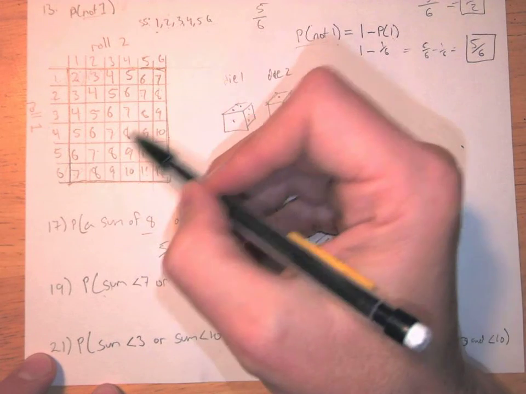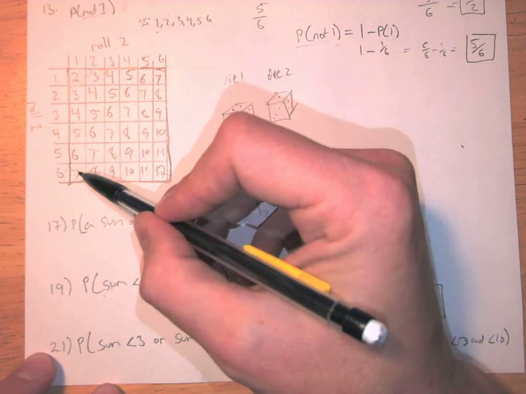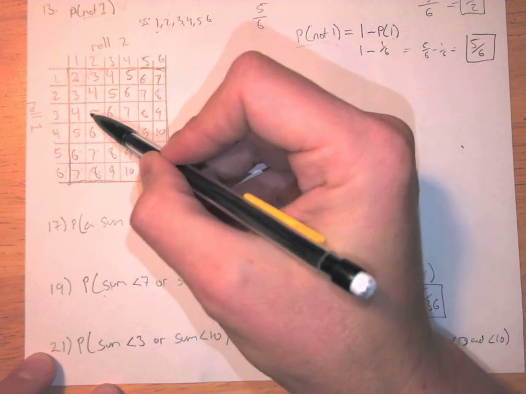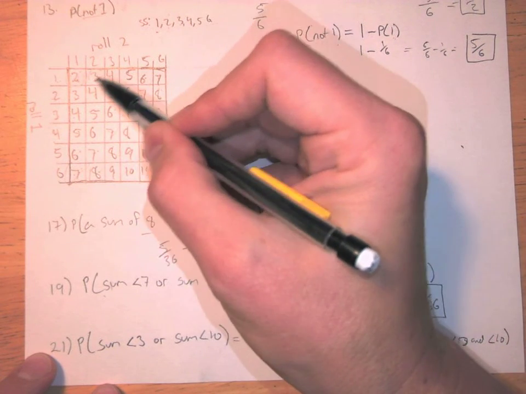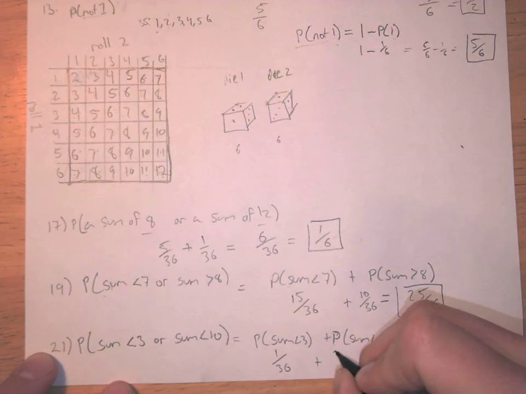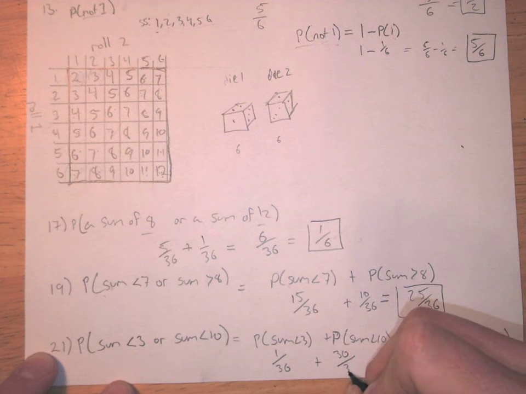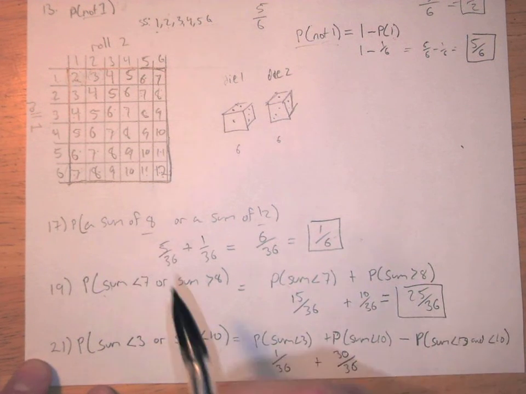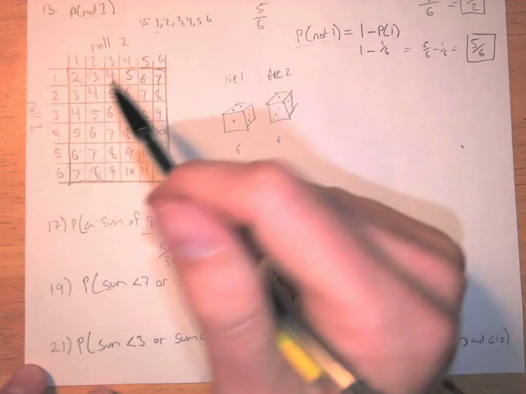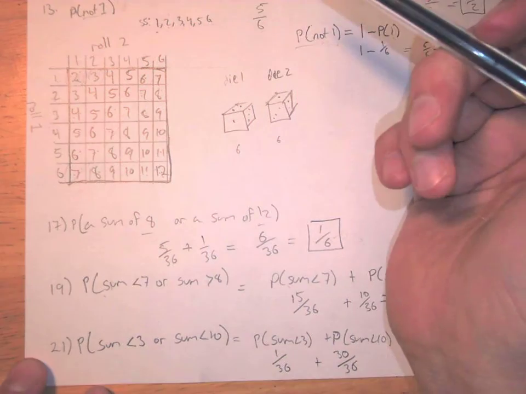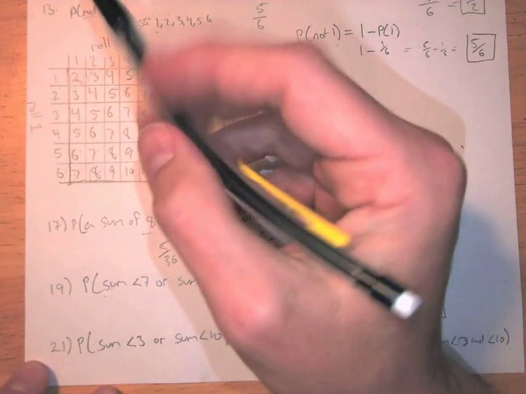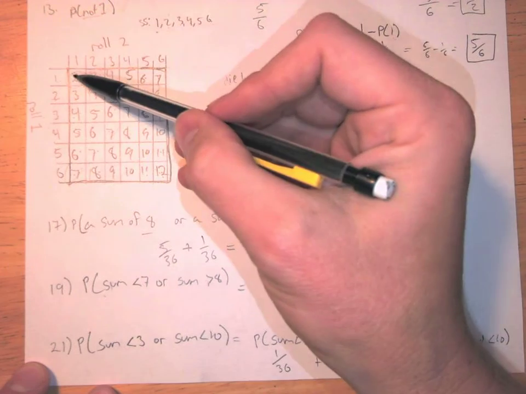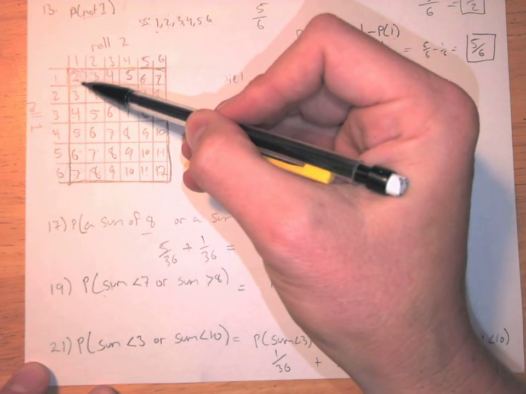1, 2, 3, 4, 5, 6, 7, 8, 9, 10, 11, 12, 13, 14, 15, 16, 17, 18, 19, 20, 21, 22, 23, 24, 25, 26, 27, 28, 29, 30. There's 30 ways to do that. But guess what just happened? I just counted this twice. How many sums are less than 3? 1. How many sums are less than 10? There's 30.